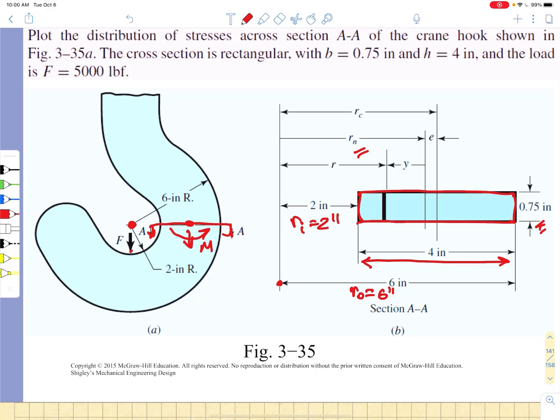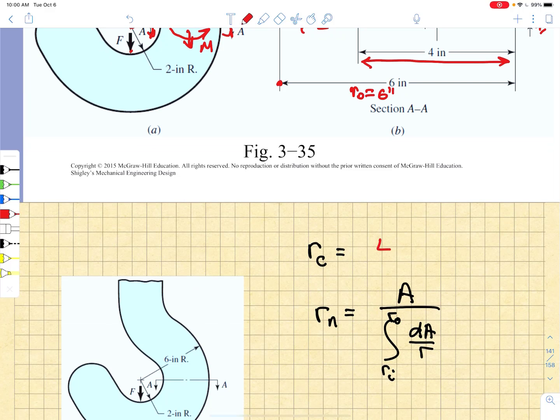Here's the center of curvature of the crane hook. We also need to know the centroidal axis. The centroidal axis is easy to locate because it passes through the geometric center of the rectangle. That would be 2 inches up plus another 2 inches, so our centroidal axis is 4 inches from the center of curvature.